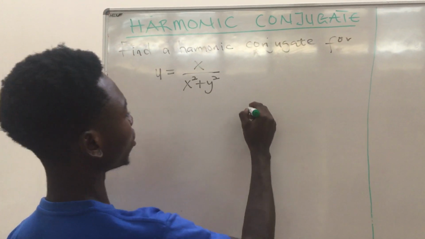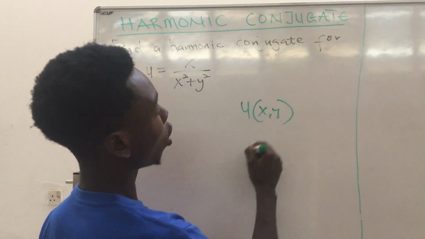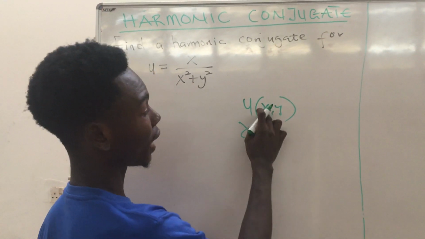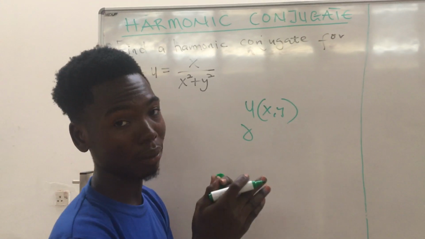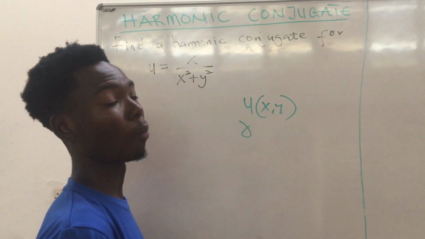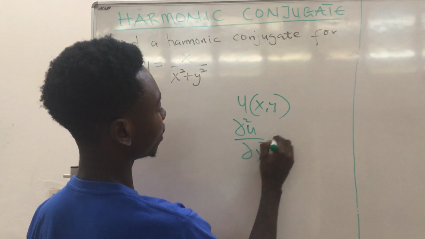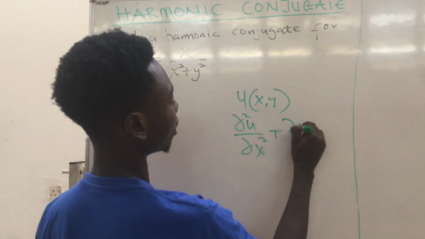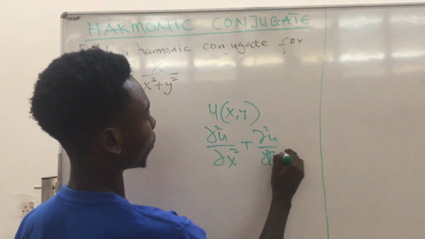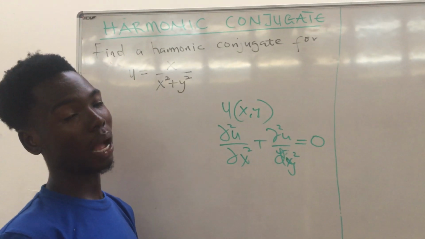Now when you are given a function, let's say u, of two variables, x and y, when you take the second derivative with respect to x and then y, and you add them, and it gives you 0, then you say that function is harmonic. Are you okay? So looking at this, when you take the second order of x and the second order of y, and it gives us 0, then we say that function is harmonic. Are you okay?